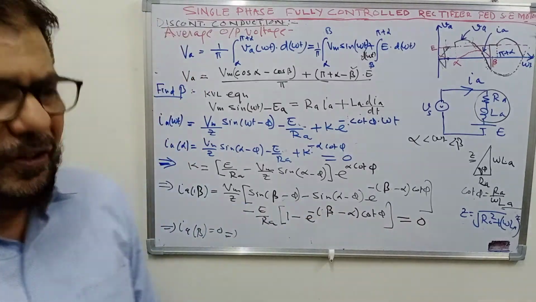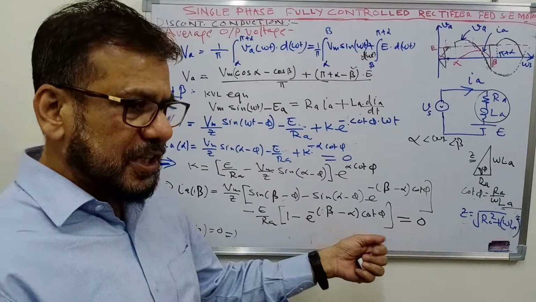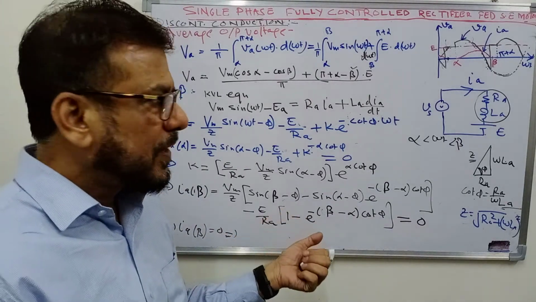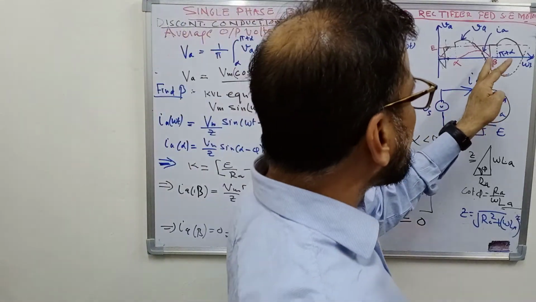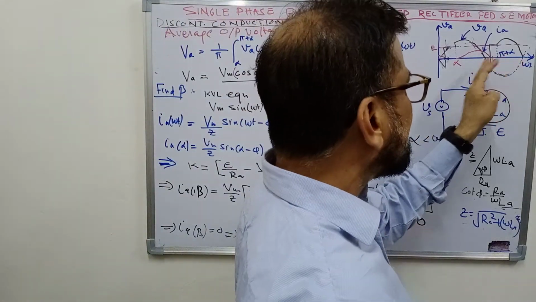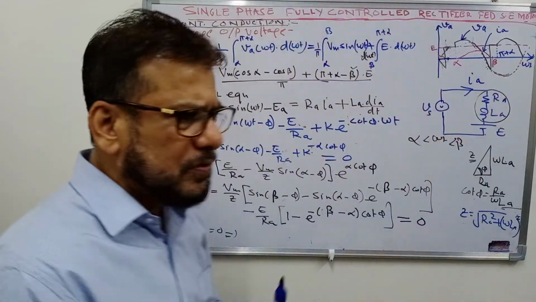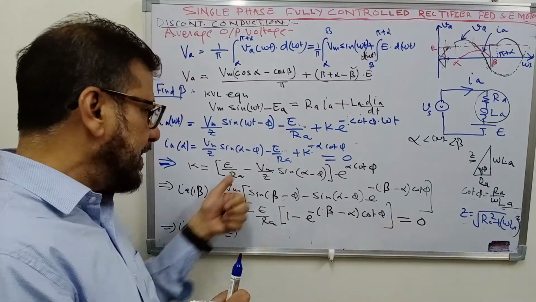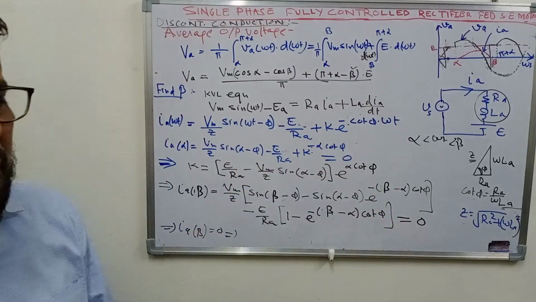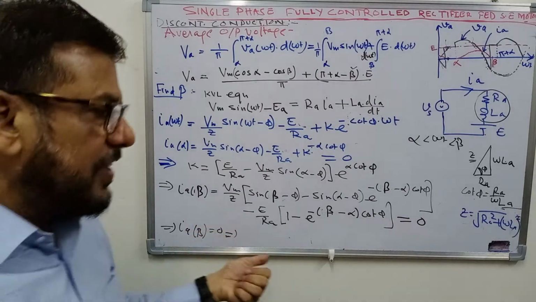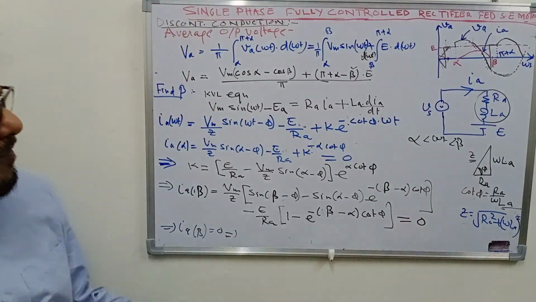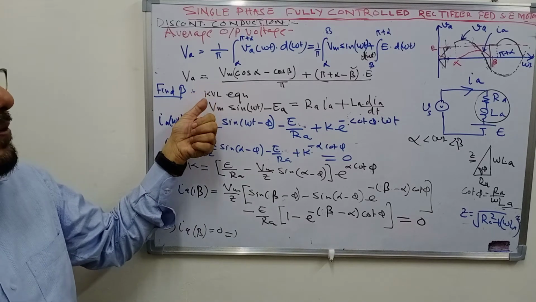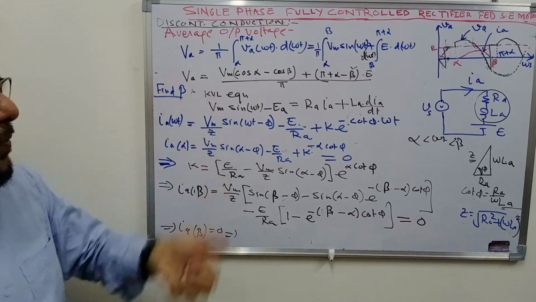It is not possible to find out the solution of beta in terms of some equation, but you can apply hit and trial method. You know the range of beta, it can be between pi and pi plus alpha. So in this range beta will be there. You just put different values of beta till you get this value equal to 0. So that value of beta you can obtain by hit and trial method. Knowing beta, you can find out the average value of output voltage.